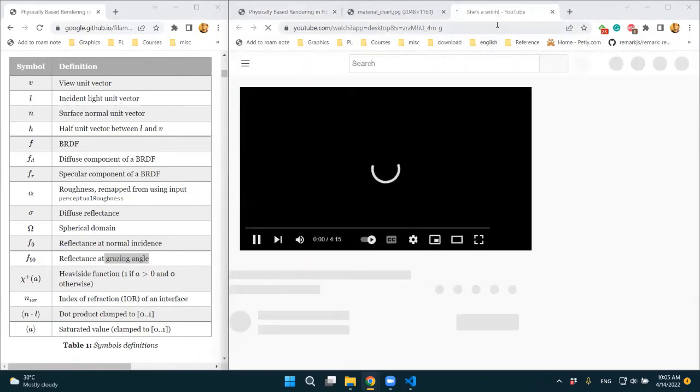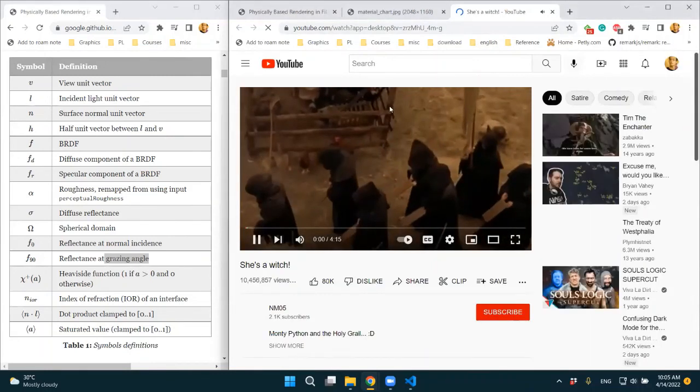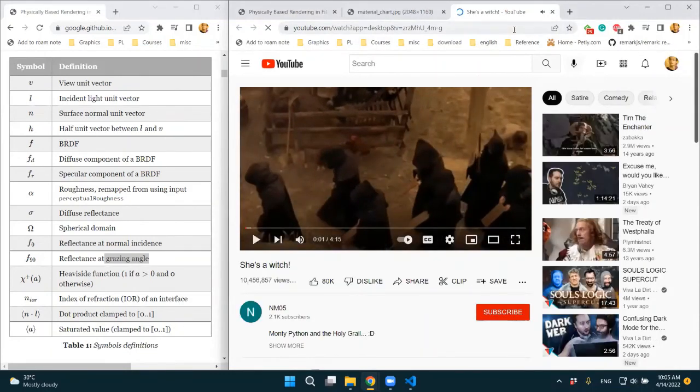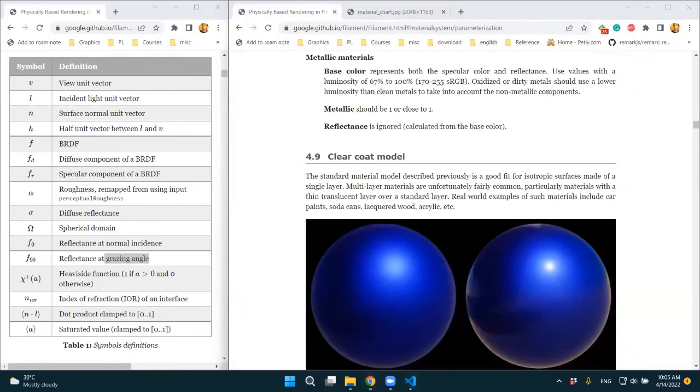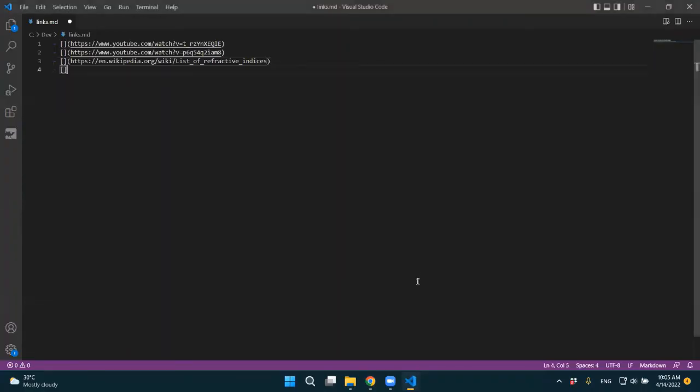Who is this? She's a witch. Well, it floats, so therefore she's a witch. Gotta burn it to find out. That was worth saying.